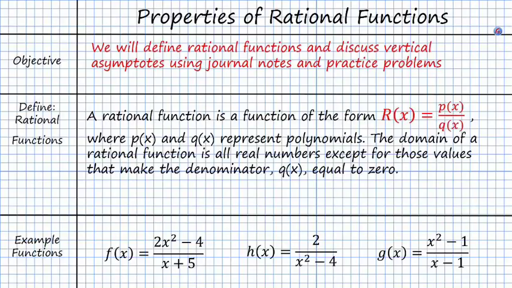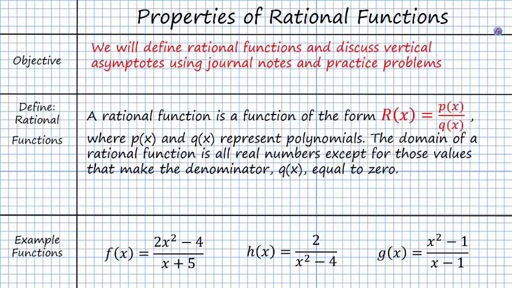Previously we have discussed a very specific function. We discussed the function y is equal to 1 over x, and that was our reciprocal function. We learned how to transform that function, and we learned how to graph asymptotes from that function. Now we're going to see that the reciprocal function is part of a larger family of functions called rational functions. So today we will define rational functions and discuss vertical asymptotes using our journal notes and practice problems.